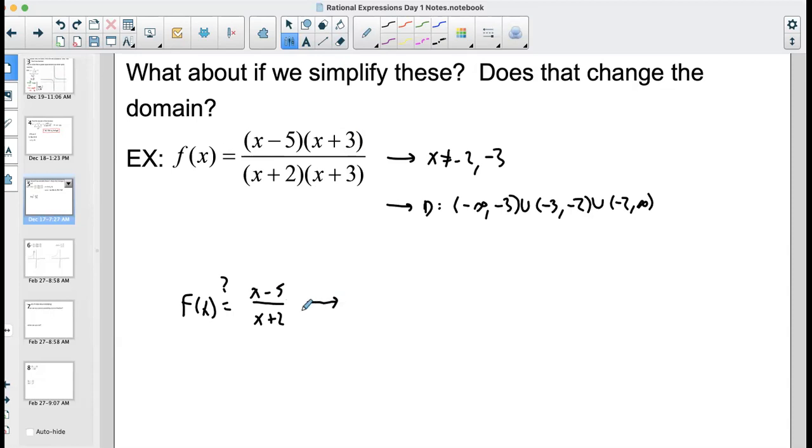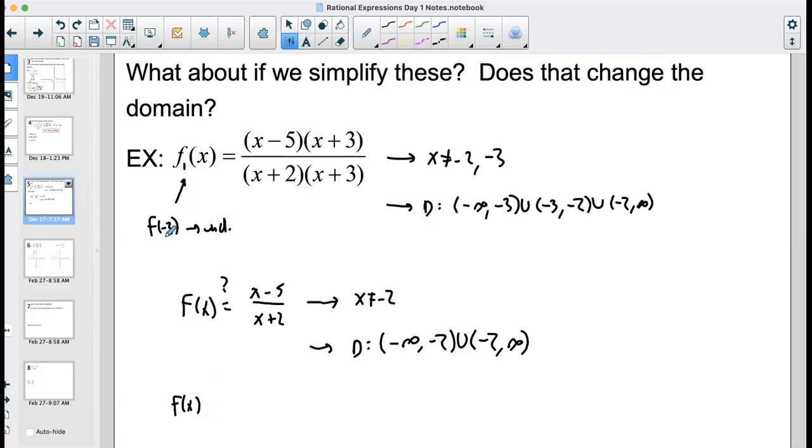Because the only value of x that makes the bottom equal to 0 here is x equals -2. So x can't be -2, which means the domain of this function is -infinity to -2 and -2 to infinity. So that's not the same. That's fundamentally different. This one has a value of x you can't even use, and this one doesn't have that value. If I take this function and I plug in -3, this is undefined.